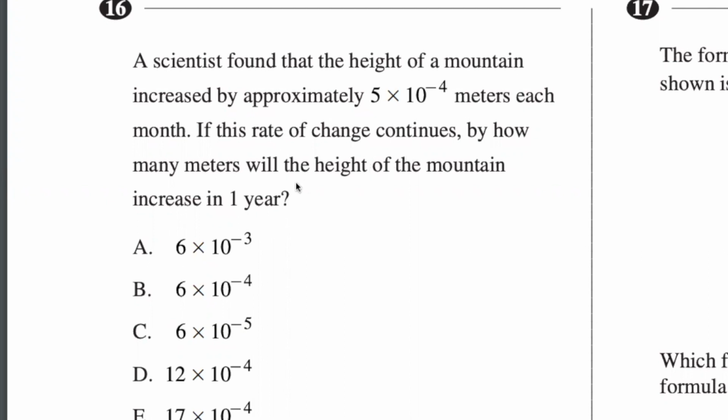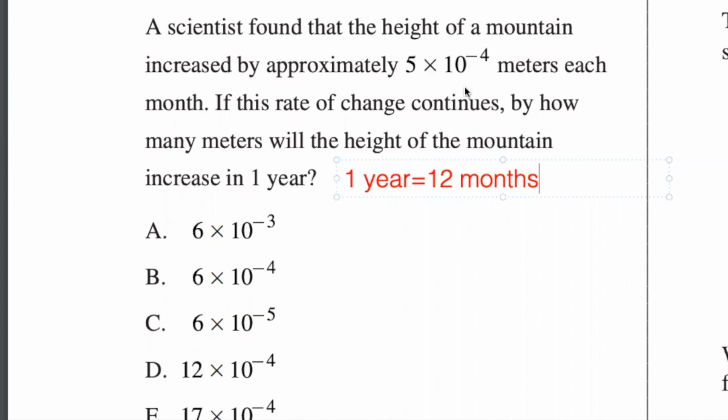In 1 year, there are 12 months. So we have to multiply this number by 12 to get the answer. We can multiply 5 times 12, which is 60, times 10 to the power negative 4. Now, when you are writing in scientific notation, this should not be 2 digits. There should be only 1 digit.